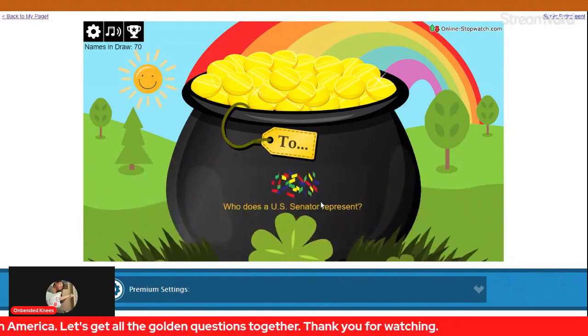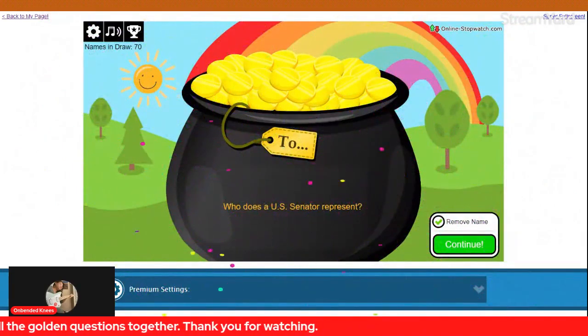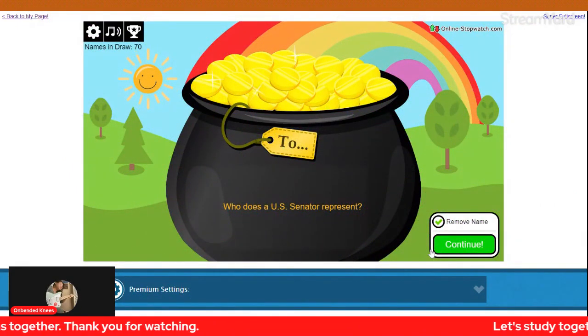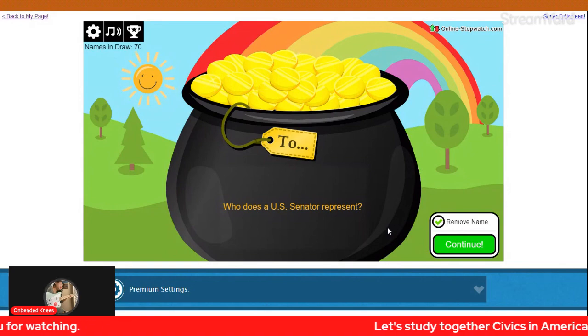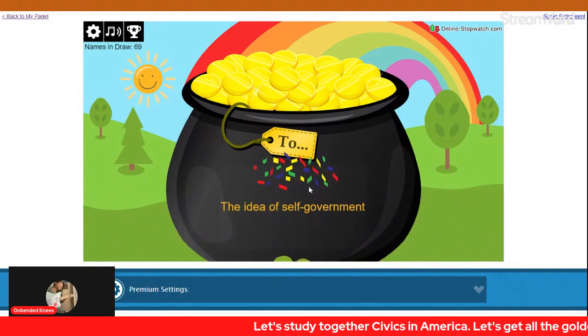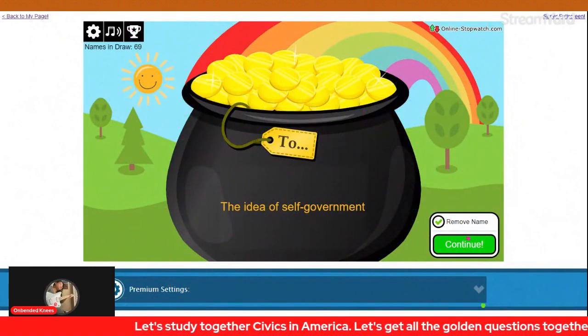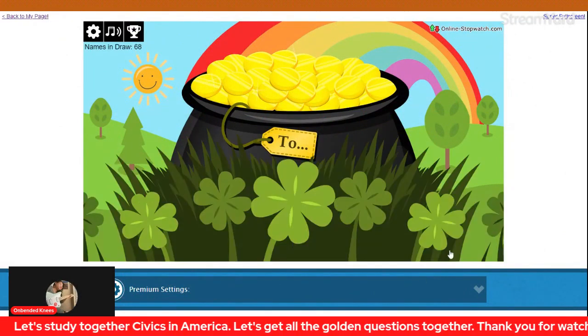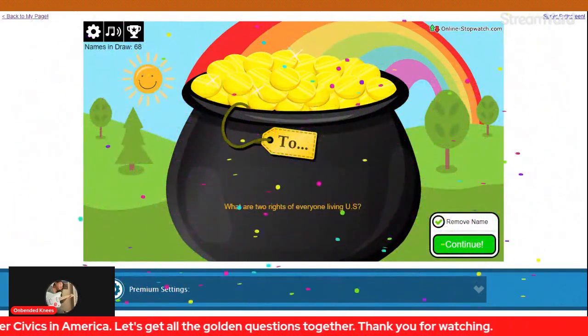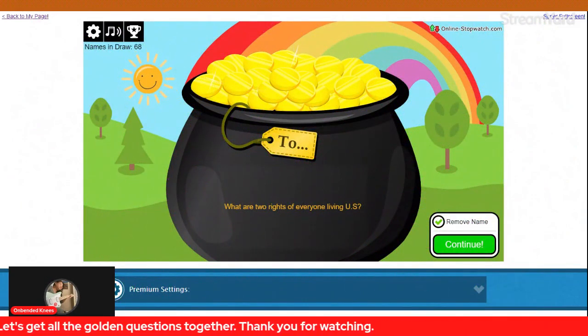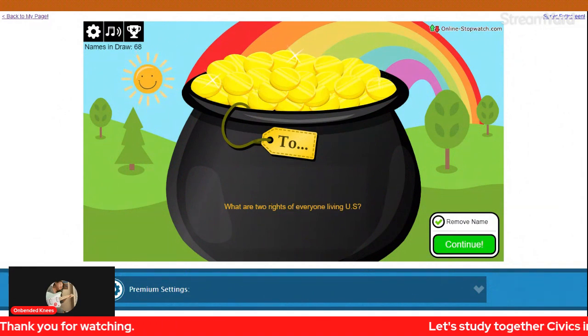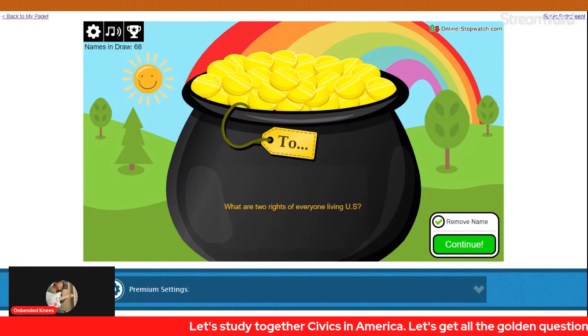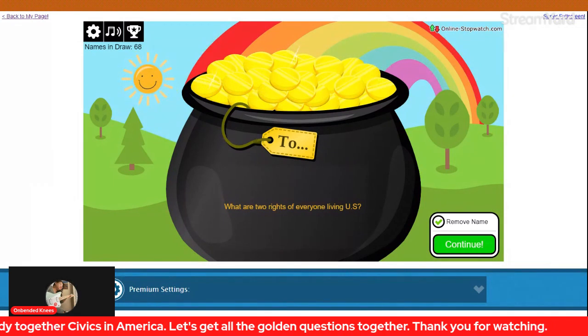Next, senators represent all people in the state. Government is we the people. Everyone living in the United States, two rights. Vote in a federal election. Two rights of everyone living in the United States.